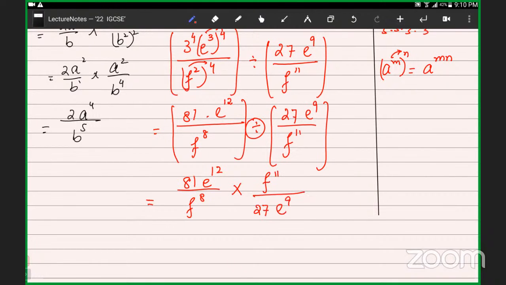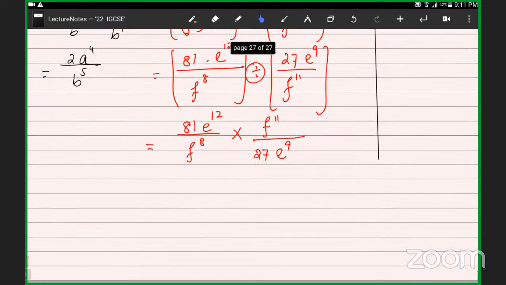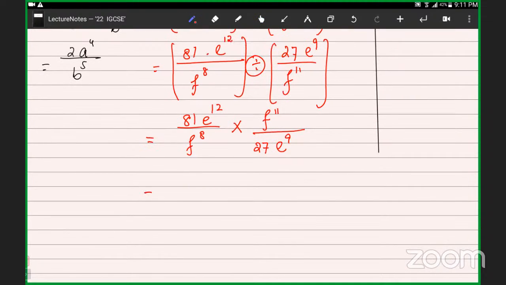ठीक है तो हमने न्यूमरेटर को डिनोमिनेटर, डिनोमिनेटर को मुड़ के न्यूमरेटर बना दिए, right? That is equal to 81 e power 12 f power 11 in numerator divided by 27 e power 9 f power 8. So now we can cancel it by 3.